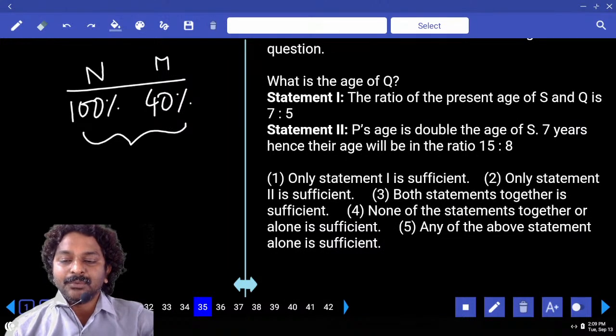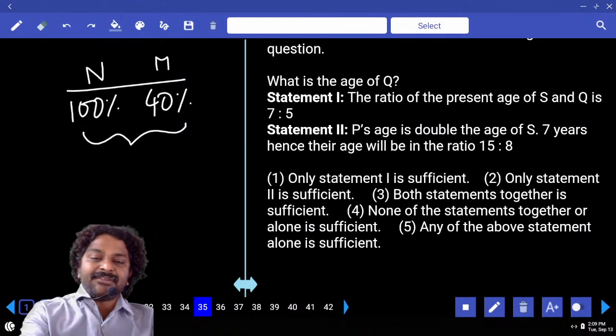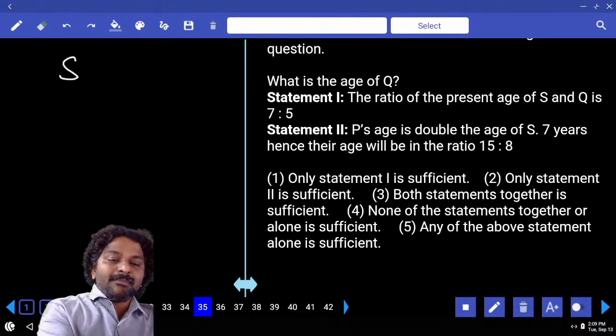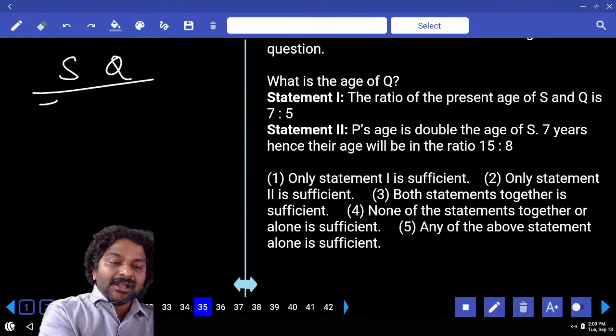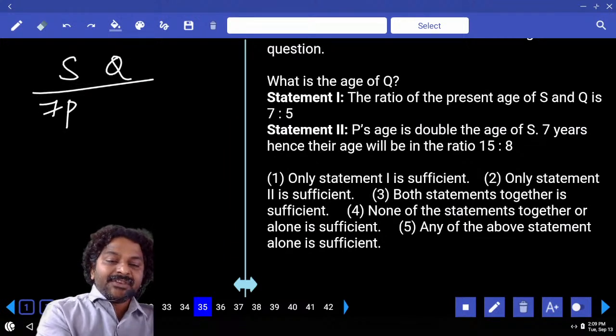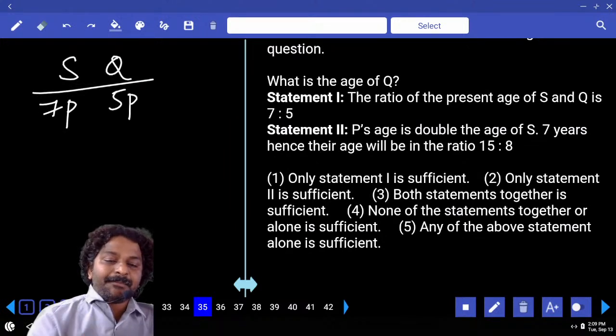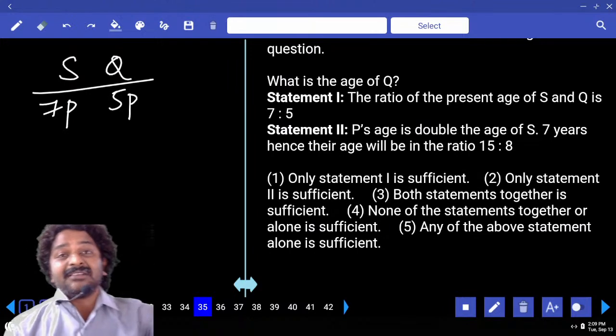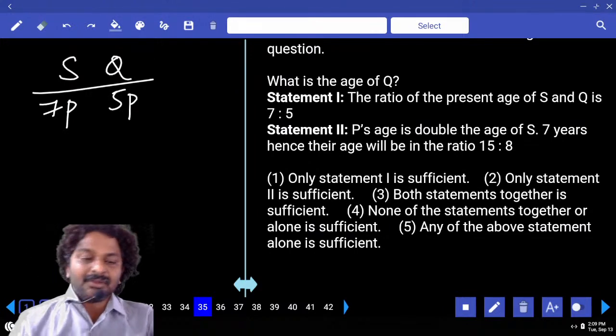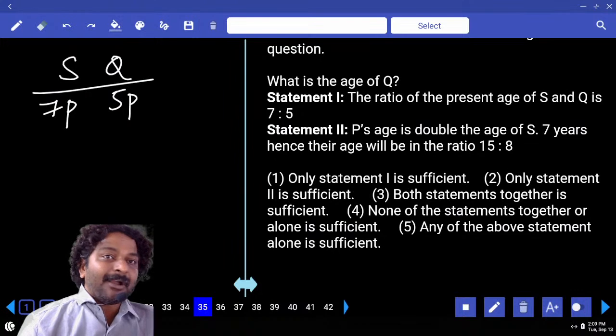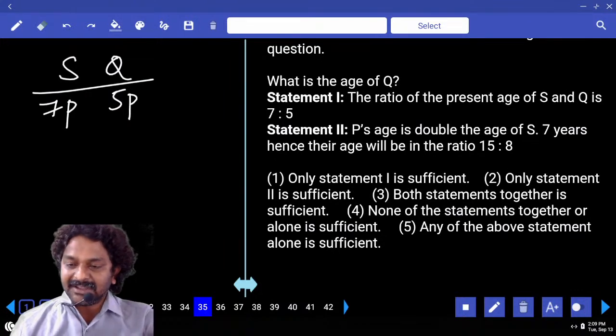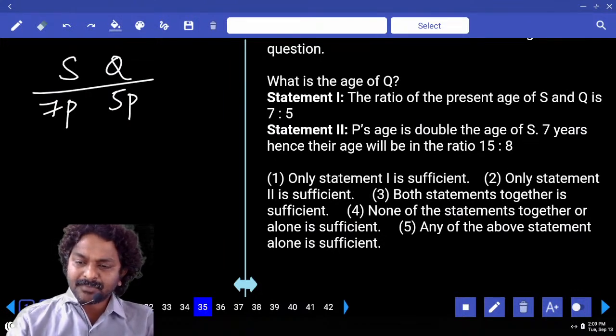What is the age of Q? The ratio of present age of S and Q is 7:5. There are two members, S and Q, and the ratio they said is 7:5, 7 parts and 5 parts. Using the ratio, can you answer the question? No way. You know that it's 5 parts, but the value of 1 part we cannot tell. The answer cannot be found using the first statement alone.